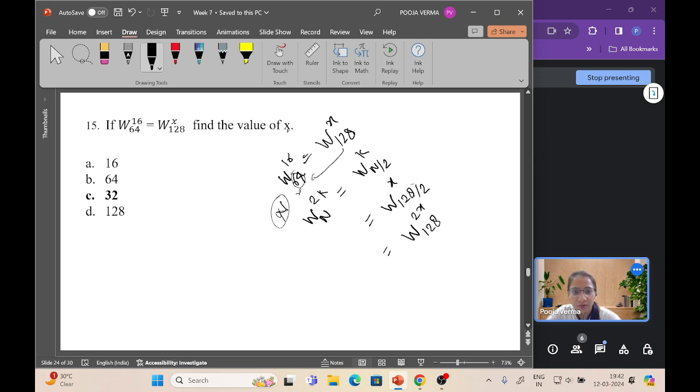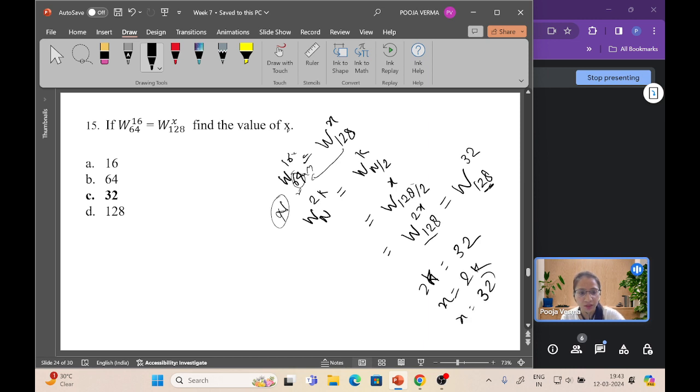Now how can we maintain this in this? If we multiply by 2 in this, then we will get 128 and 32, right? Then now it will be the same, so 2x is equal to 32, or we can take any constant k. So x is equal to 2k, then x must be 32. It must be 32, if we multiply with 2x. So option C is the correct answer.